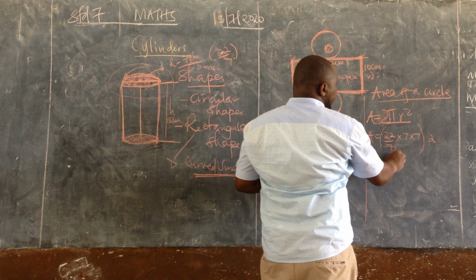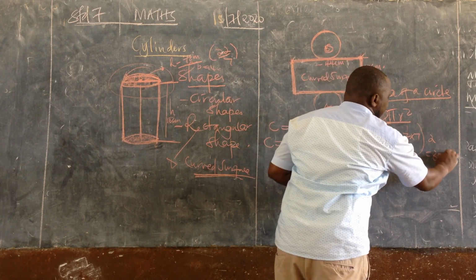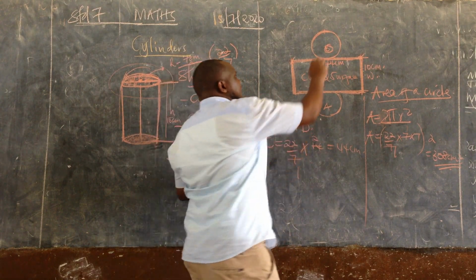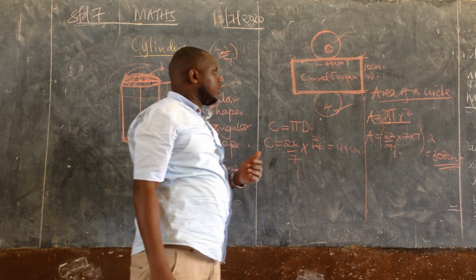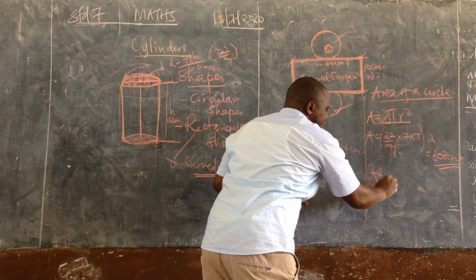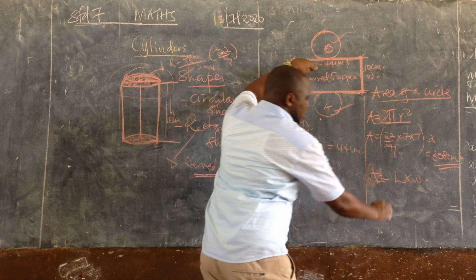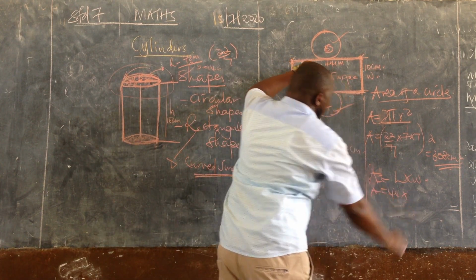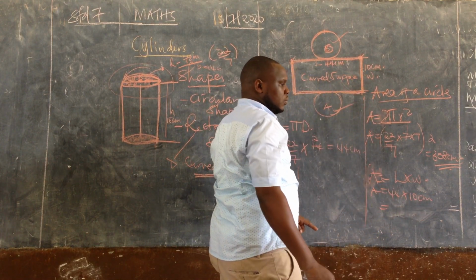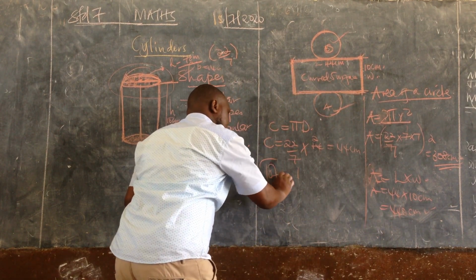Then this is going to give you 154, and 154 times 2 is 308 centimeters squared. Now, we have the area of the circular parts. We now want the area of the rectangular part. How do you get the area of a rectangle? Area of a rectangle is length times width. That's why we're looking for length and width. So our length is 44 centimeters, and the width is here, 10 centimeters. So this is going to give you 440 centimeters squared.